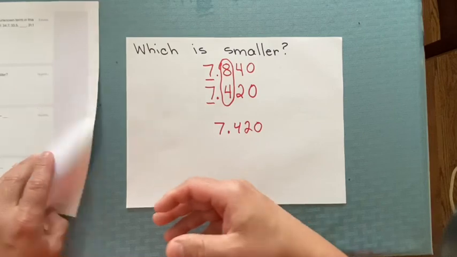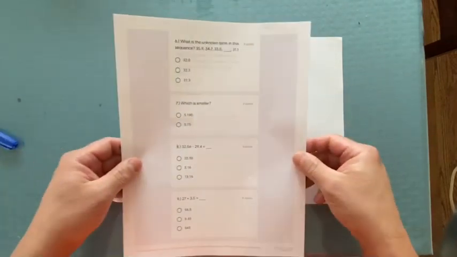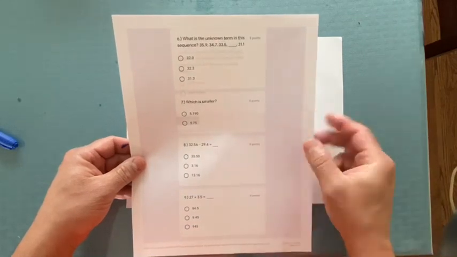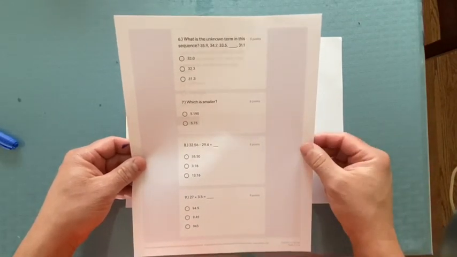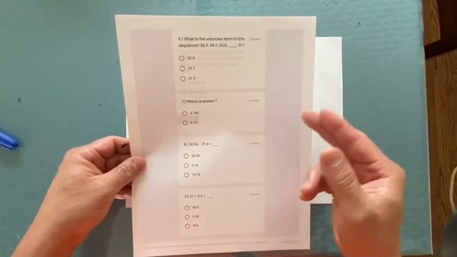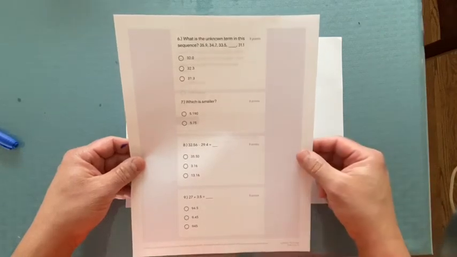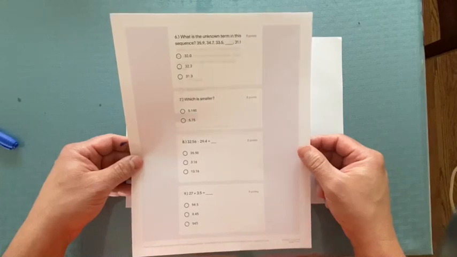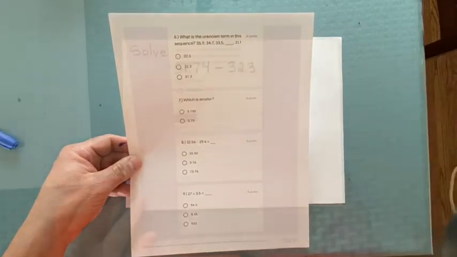If you look at number 7 on your quiz, it says, which is smaller? Same type of deal. Make sure you line up your decimals, add zeros if you need to hold the spot. Start up to the left and begin to find out where the digits are different and find the smaller number. Press pause, and when you're ready, you could hit play to begin again.